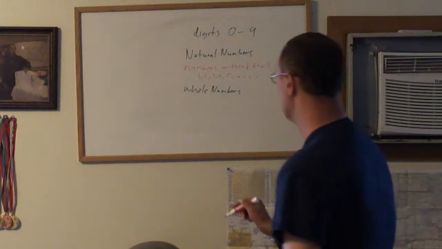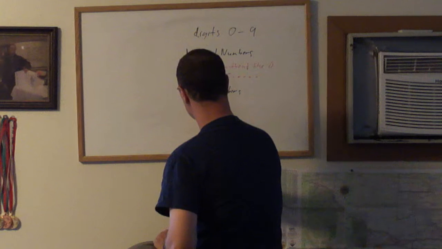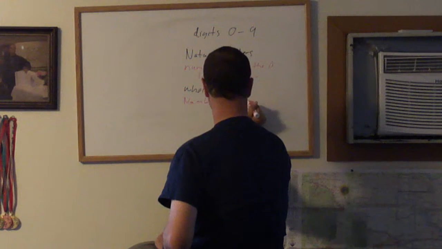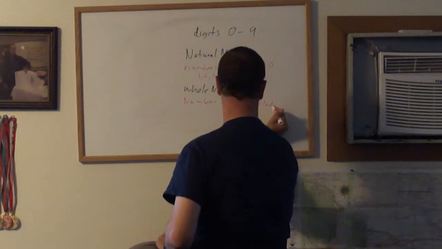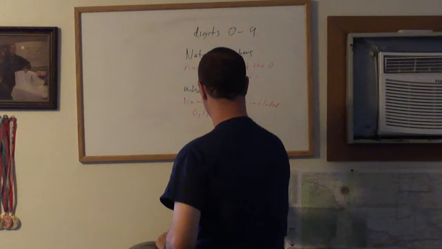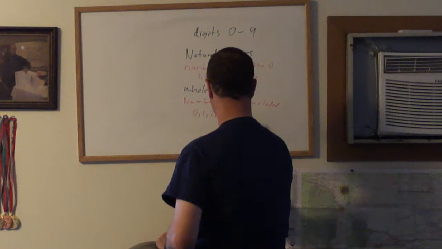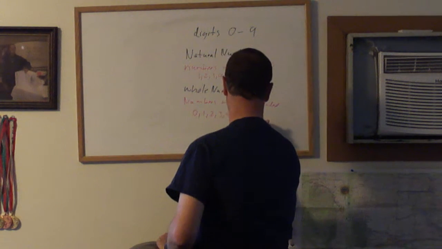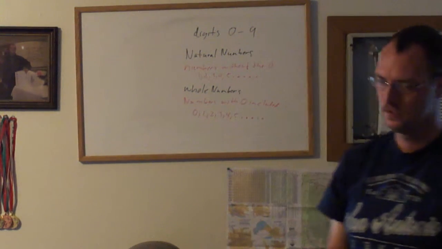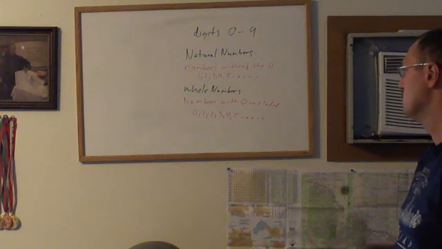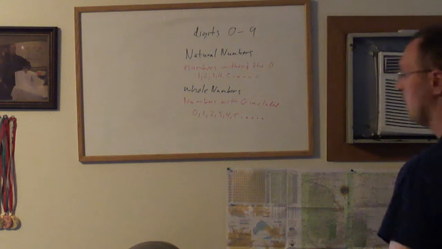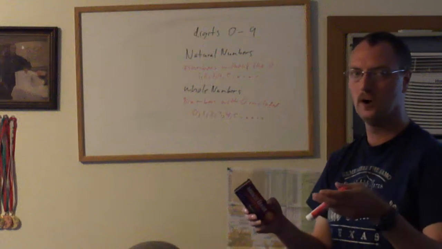Now whole numbers are numbers with zero included. So we have 0, 1, 2, 3, 4, 5, and it's the same as natural numbers, forever and ever. That is the basic definition of numbers for sure. And that's what place value and rounding whole numbers are like.